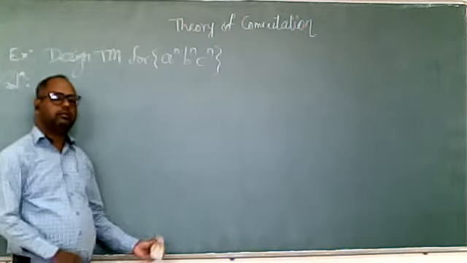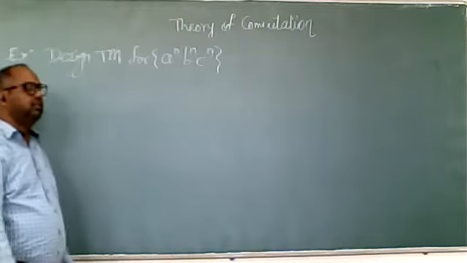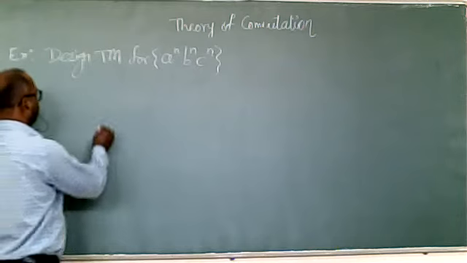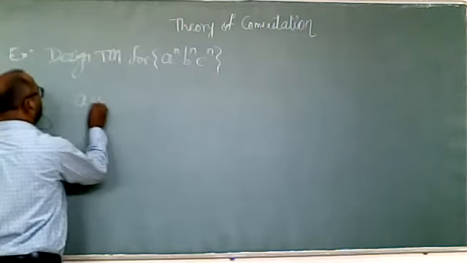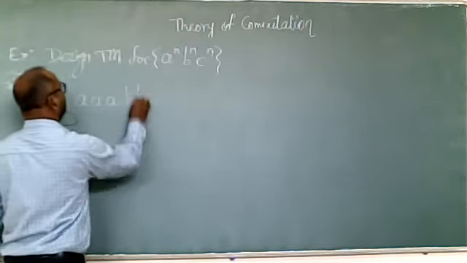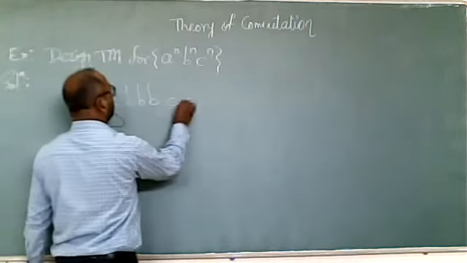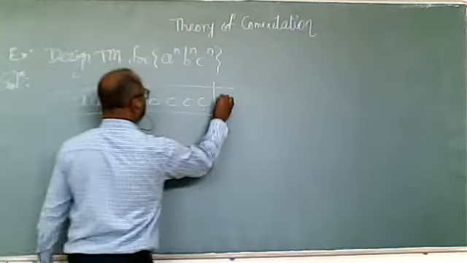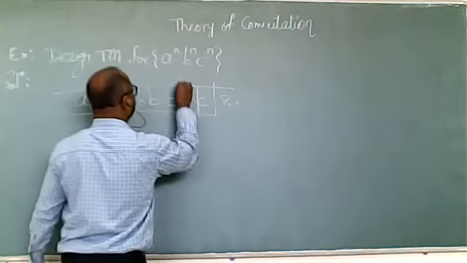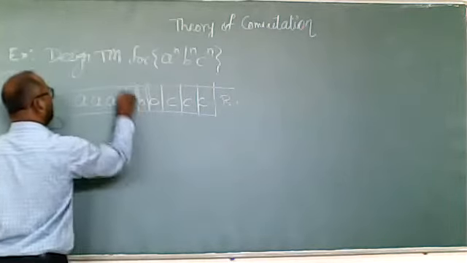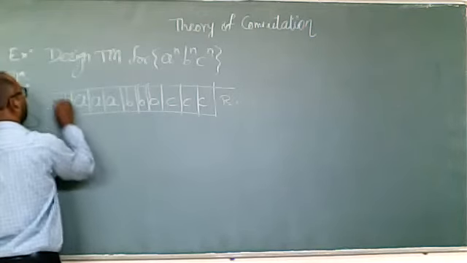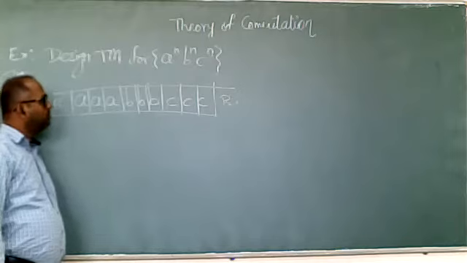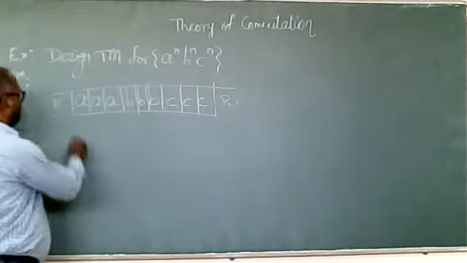So for this a raised to n, b raised to n, c raised to n, we will design a Turing machine. How to design the Turing machine for this? Now this is our input. First of all, we will try to understand the logic. Now what does this logic say?